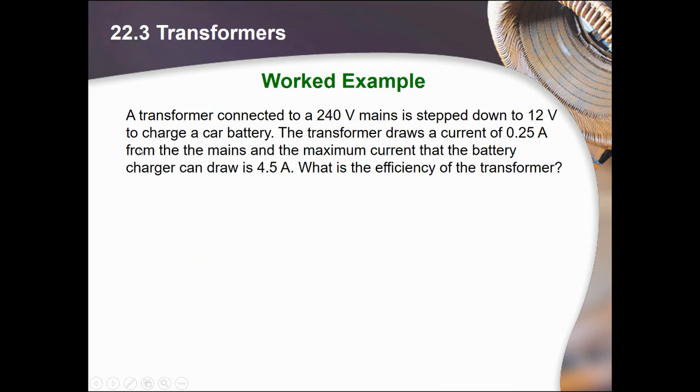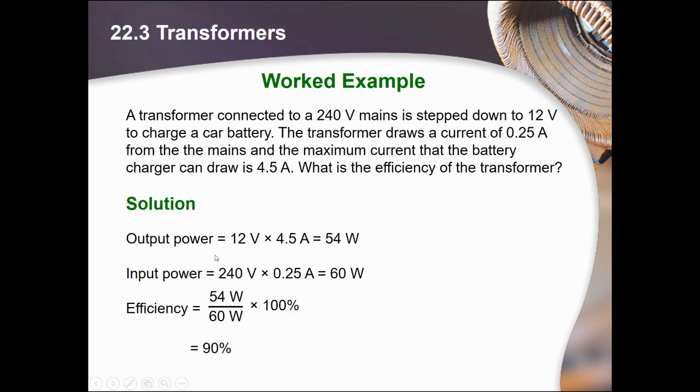Next one. A transformer connected to a 240 volts mains is stepped down to 12 volts to charge a car battery. So our power supply is 240 and you need to step it down to 12 volts in order to charge this car battery. The transformer draws a current of 0.25 amperes from the mains, and the maximum current that the battery can draw is 4.5 ampere. What is the efficiency of the transformer? You think of the formula for efficiency. Efficiency is output power over input power times 100%.